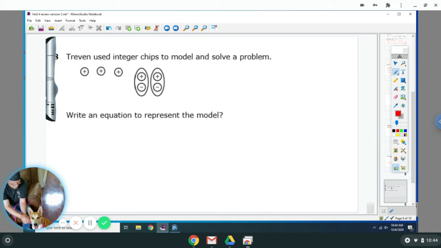All right, number 8. Trevin used integer chips to model and solve a problem. Write the equation to represent the model. So there's 5 positives, and then there's 2 negatives. So 5 plus -2, which is 3.